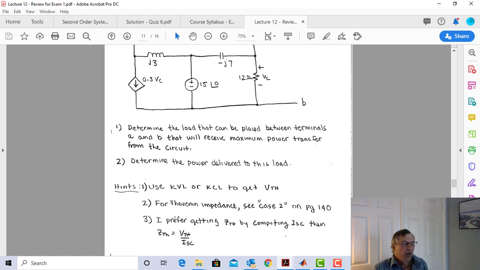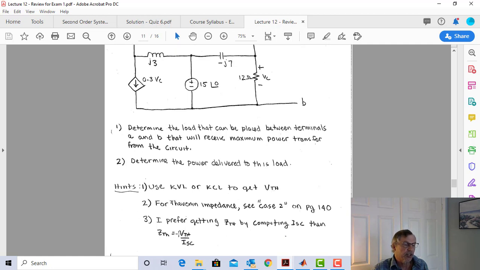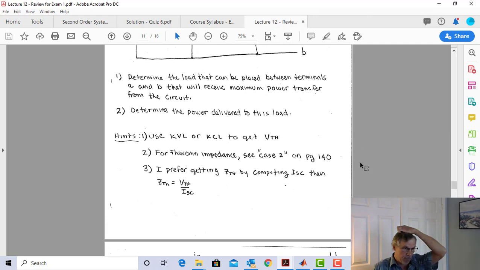So the way I'm going to get Z Thevenin is I'm going to get the short circuit current here. So I'm going to short terminals A and B and figure out what the current is going through my short circuit. And then I'm going to take my Thevenin voltage that I already came up with and divide it by the short circuit current, and that's going to give me Z Thevenin. So let's do that.